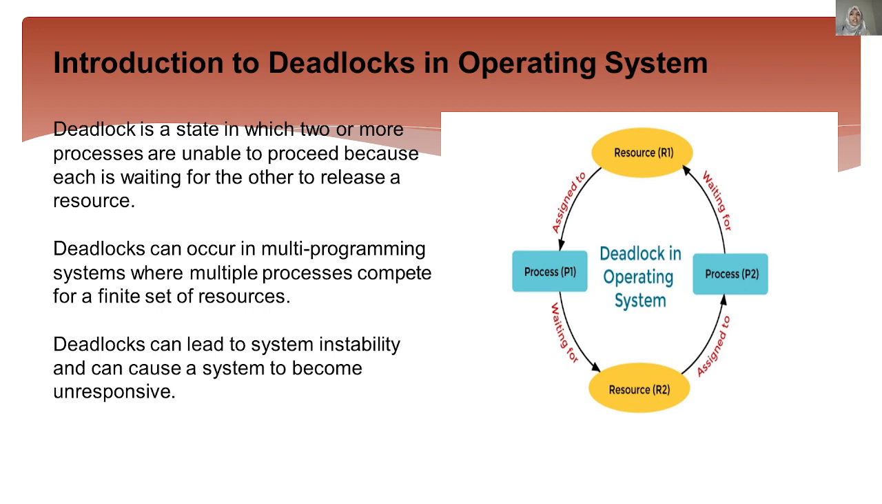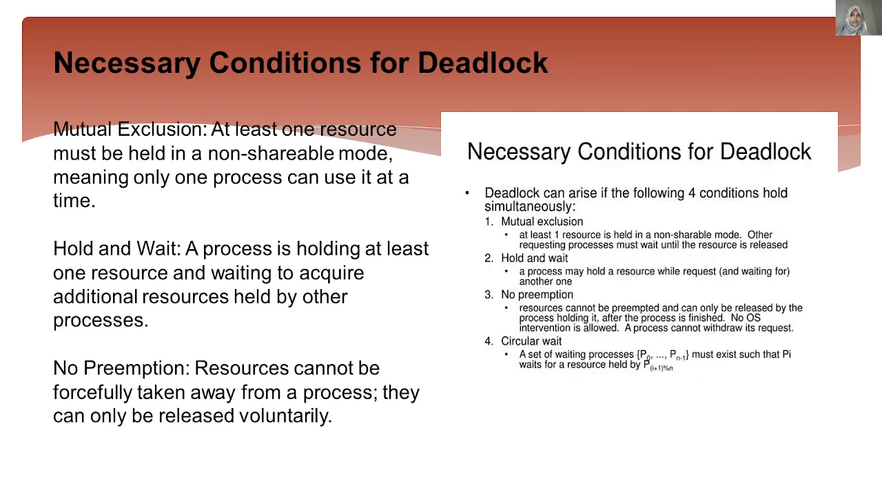Deadlock is a state in which two or more processes are unable to proceed because each is waiting for the other to release a resource. Deadlocks can occur in multi-programming systems where multiple processes compete for a finite set of resources. Deadlocks can lead to system instability and cause a system to become unresponsive.